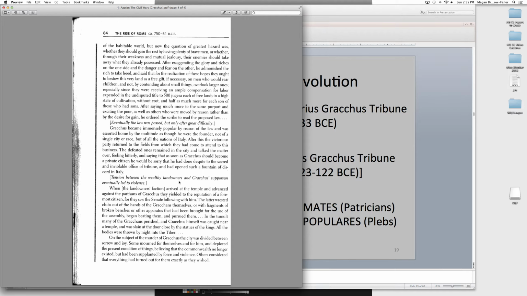In the tumult, many of the Gracchans perished, and Gracchus himself was caught near a temple and was slain at a door close by the statues of the kings. All of the bodies were thrown by night into the Tiber. On the subject of the murder of Gracchus, the city was divided between sorrow and joy. Some mourned for themselves and for him, and deplored the present conditions of things, believing that the Commonwealth no longer existed, but had been supplanted by force and violence. Others considered that everything had turned out for them exactly as they wished.